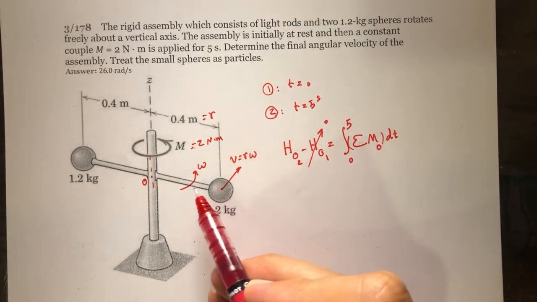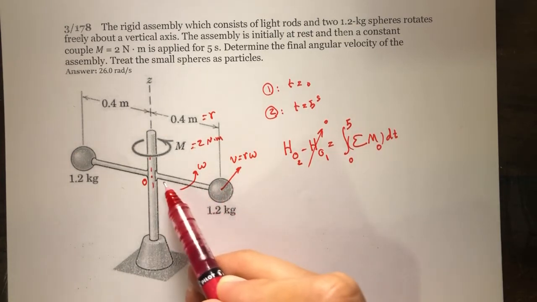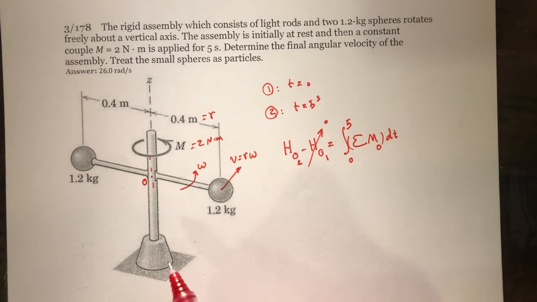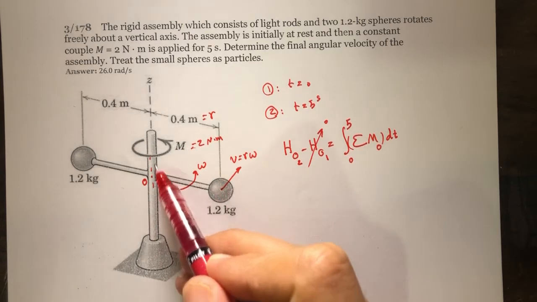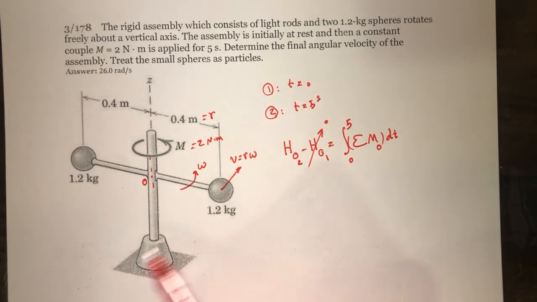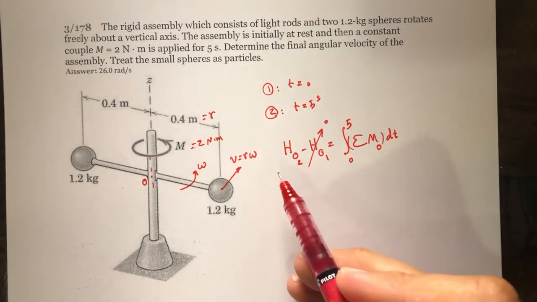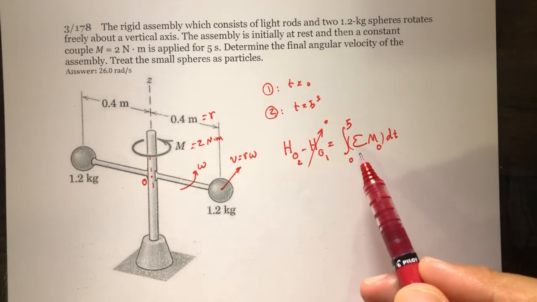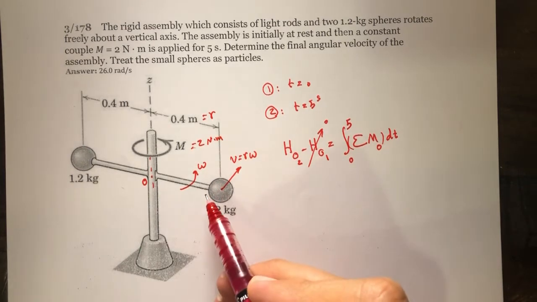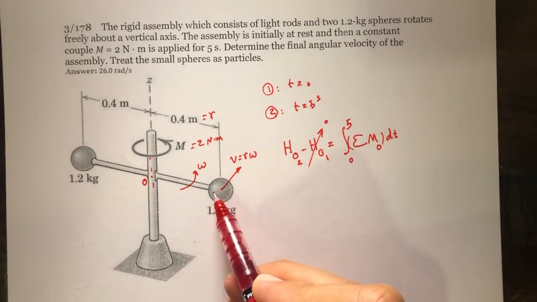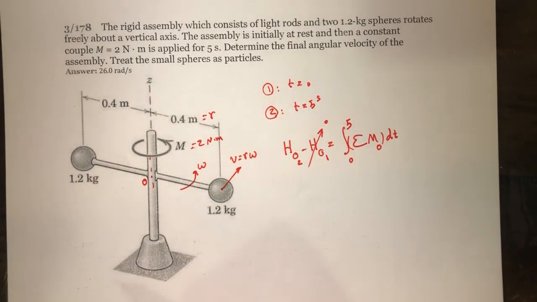And angular momentum is going to be mass times velocity times r, or r cross velocity times mass. So r is in this direction, velocity is perpendicular to it, the cross product of them is going to be in the z direction, right? And the moment is in the z direction as well. So everything is in the z direction, so I can just eliminate that z direction from both sides and write everything as scalars. So HO is going to be each mass times velocity times r. And because we have two masses, we are going to have two of them.